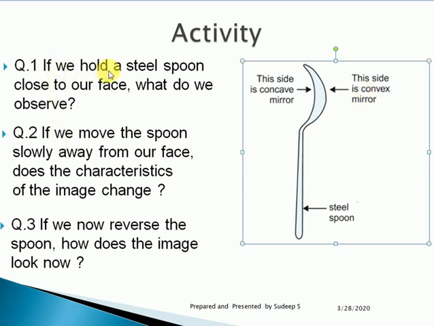Now, if we hold a steel spoon close to our face, what do we observe on this concave side? If we move the spoon slowly away from our face, do the characteristics of the image change on the concave side? Now, if we reverse the spoon, that means we are observing on the convex side, how does the image look now? You can list down the answers to all these questions and write them down in the comment section.